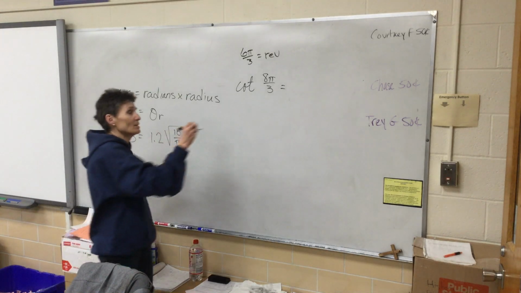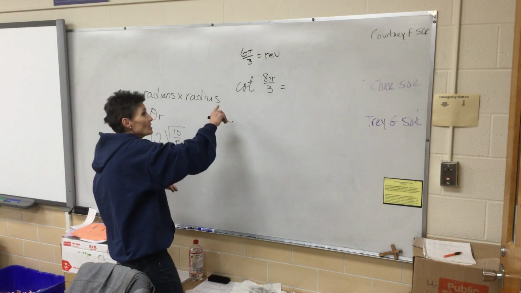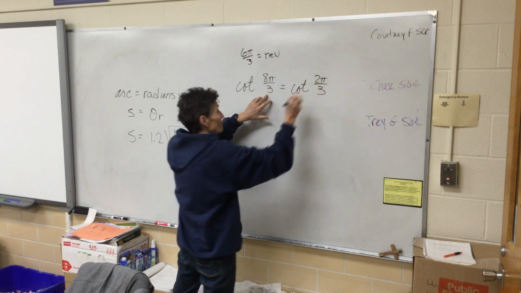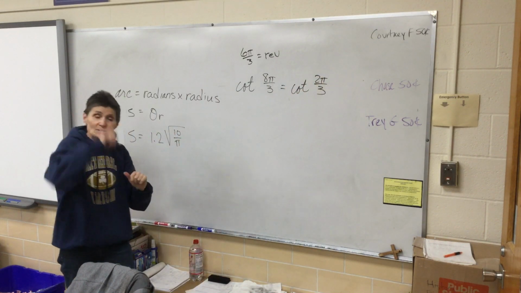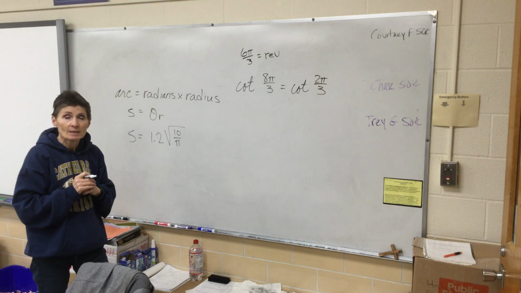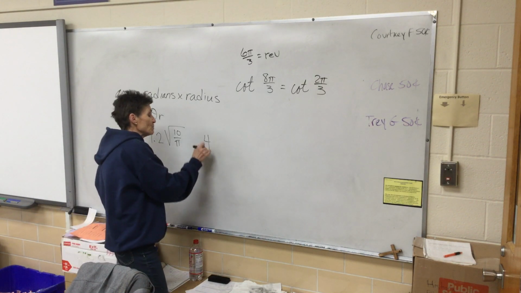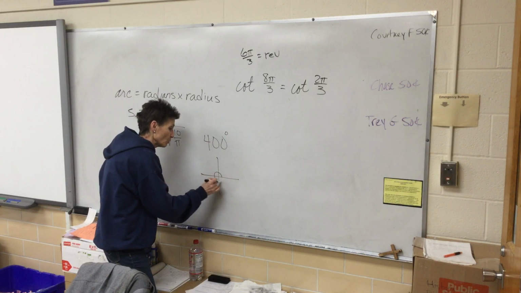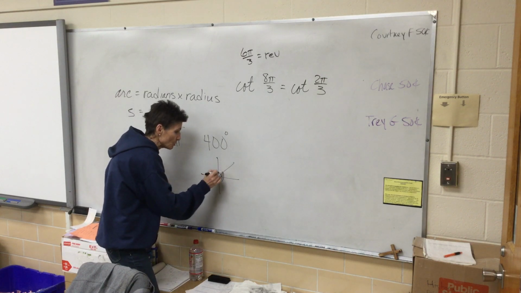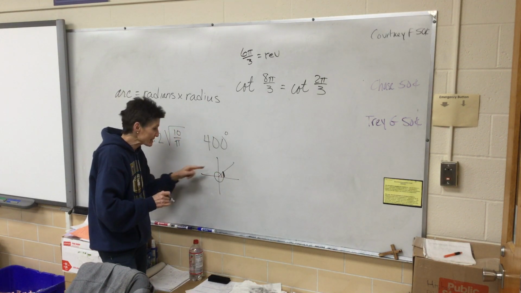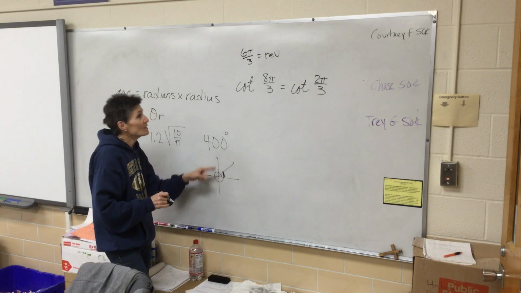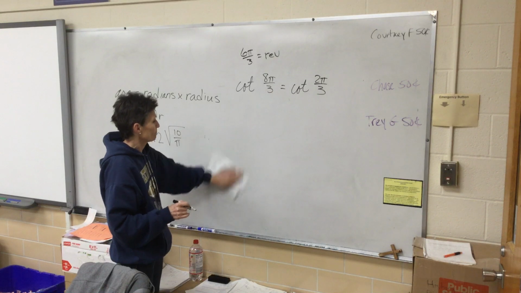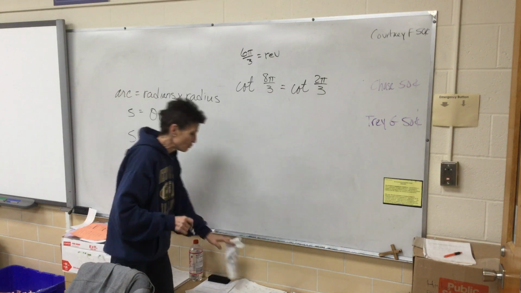So I really don't care about the extra revolution. The cotangent of 8 pi over 3 is going to be the same as the cotangent of 2 pi over 3, because that extra revolution comes out. Think of it the same way you would if you had 400 degrees. Well, 400 degrees goes all the way around and then some, right? All you really care about is the then some, because that's what determines where you are. So I got rid of that extra revolution. Two pi over 3.